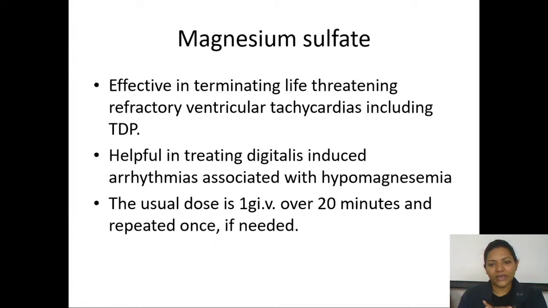Now, magnesium sulfate. Magnesium sulfate is basically very effective in terminating life-threatening refractory ventricular tachycardias including TdP. It is helpful in treating digitalis-induced arrhythmias that are associated with hypomagnesemia. So, see what happens is digitalis causes hypomagnesemia, right? So, as a result, when we give magnesium sulfate, the arrhythmias that are induced by hypomagnesemia get terminated. Usual dose is 1 gram IV over 20 minutes, and if required we can repeat the dose once again.